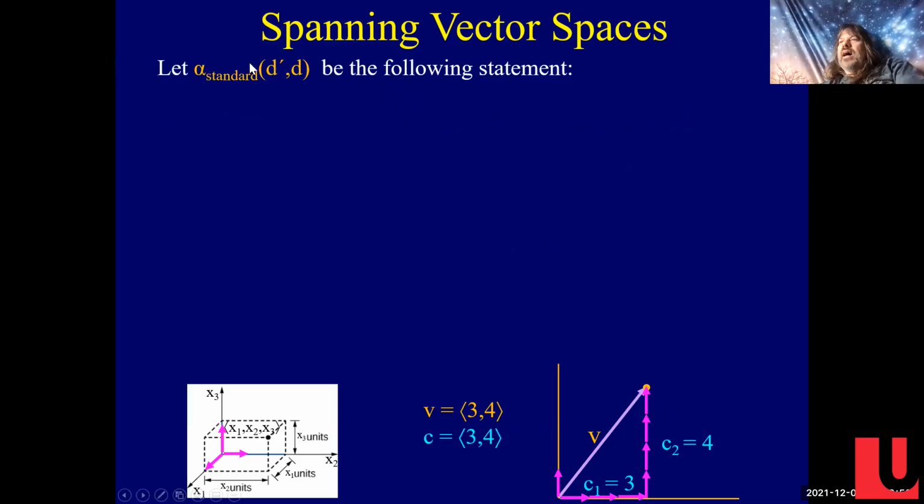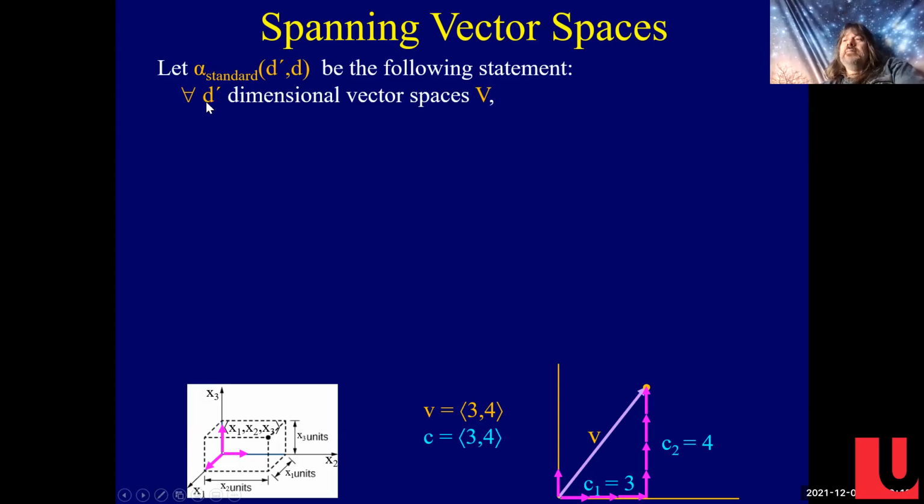So here is another statement I'm going to make. It has 2 parameters, a D prime and a D, just to confuse things. And it's a first order logic statement. I don't know why it's called standard. Standard basis, maybe. That's probably what it's called. All right, so what's the statement?